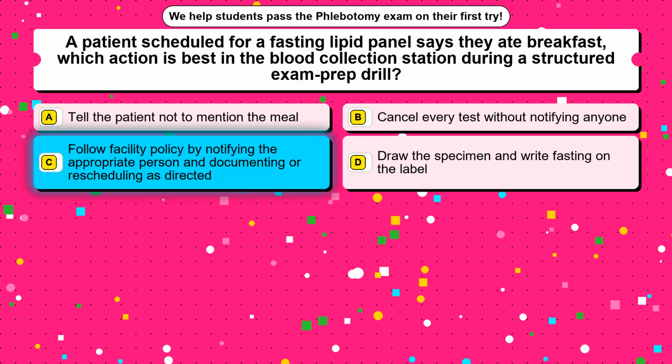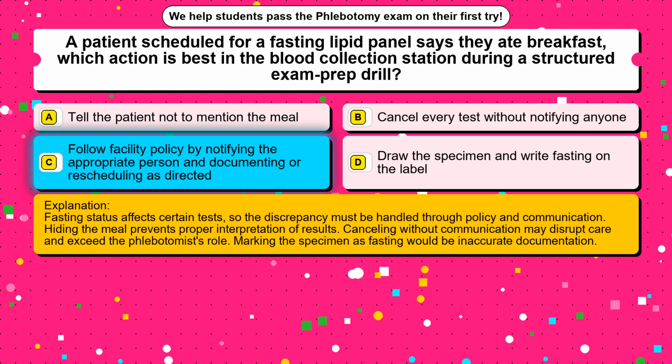The correct answer is option C. Follow facility policy by notifying the appropriate person and documenting or rescheduling as directed. Fasting status affects certain tests, so the discrepancy must be handled through policy and communication. Hiding the meal prevents proper interpretation of results. Canceling without communication may disrupt care and exceed the phlebotomist's role. Marking the specimen as fasting would be inaccurate documentation.